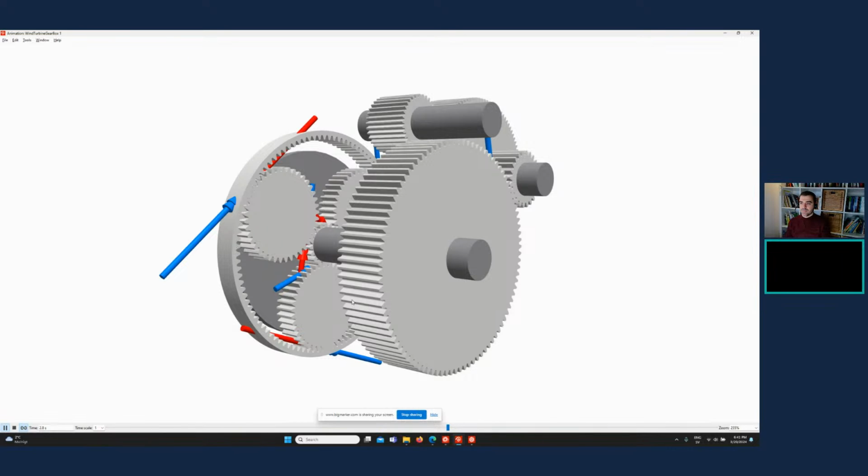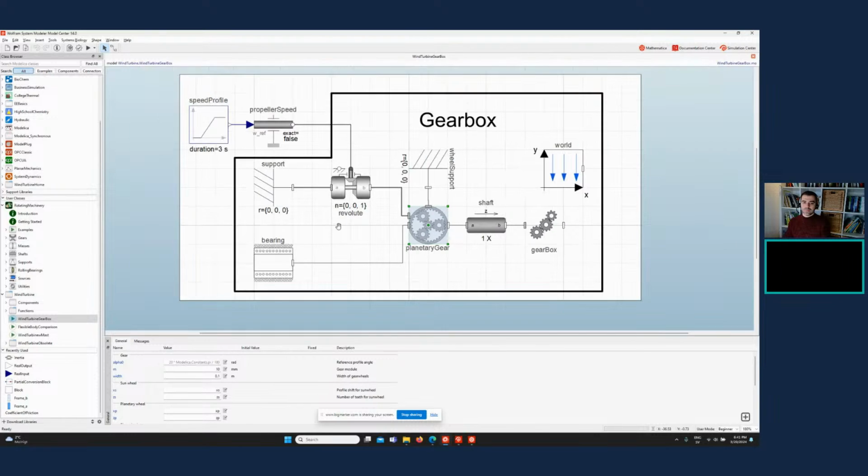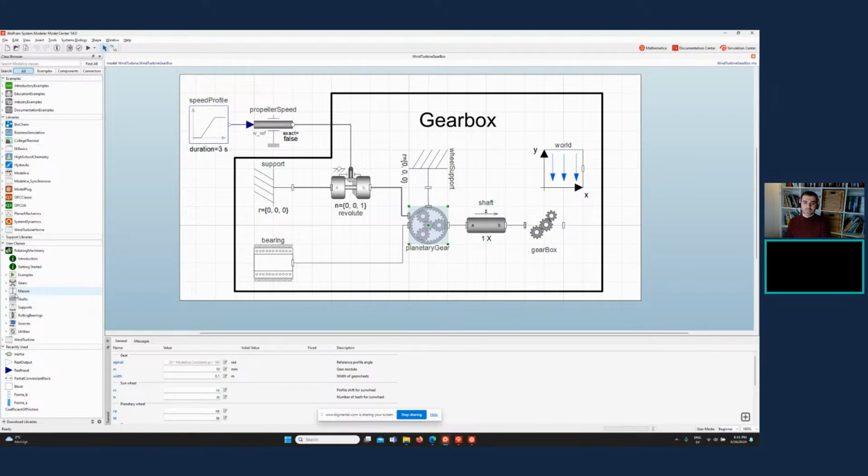If we go back to the modeling part, now we mostly saw things ready-made. Let's say, for instance, that I would like to have a bearing from SKF, a specific bearing from SKF. How would I do that?